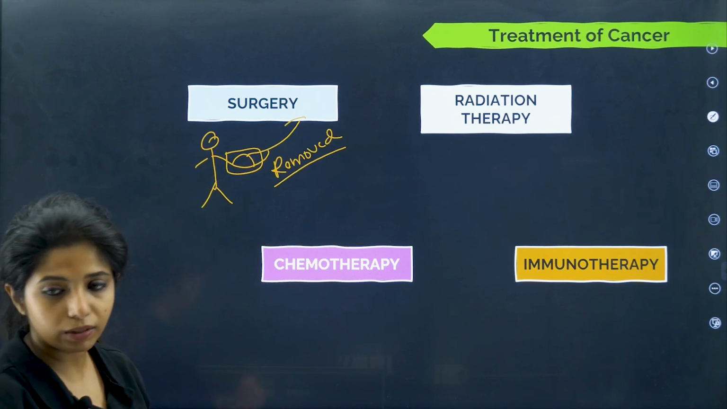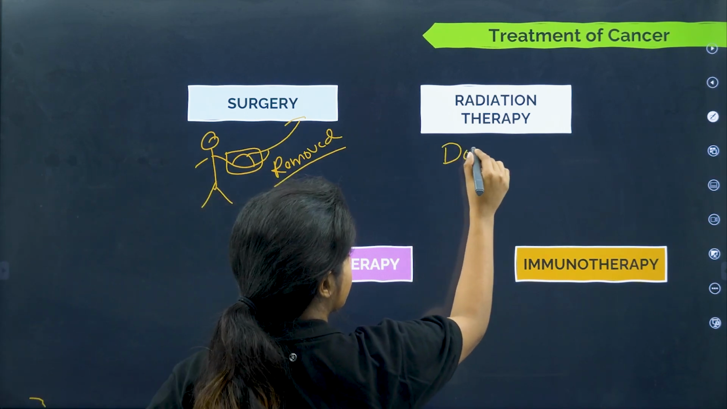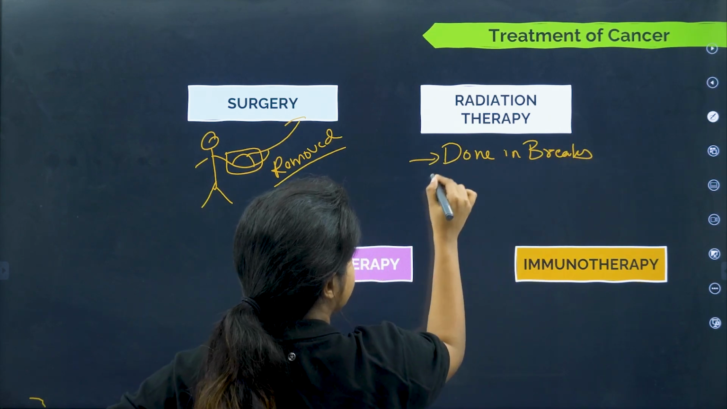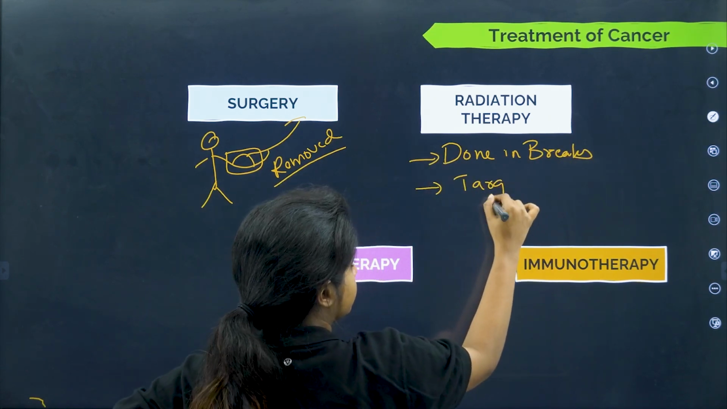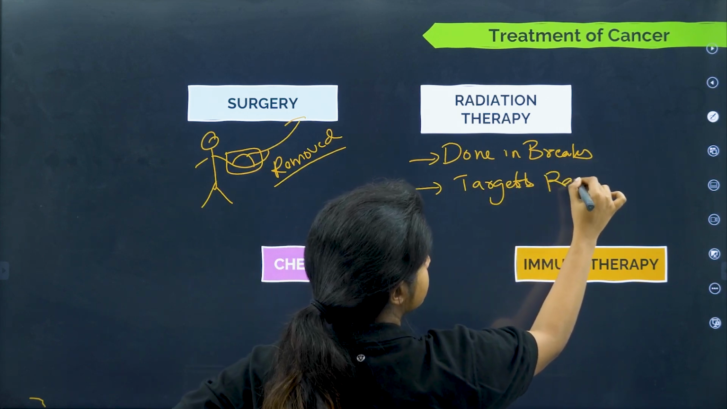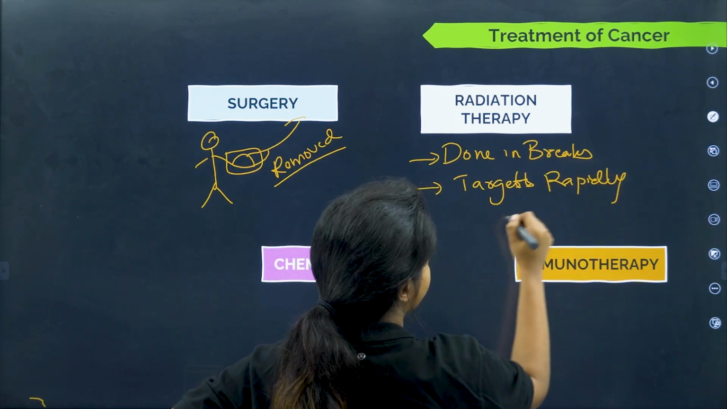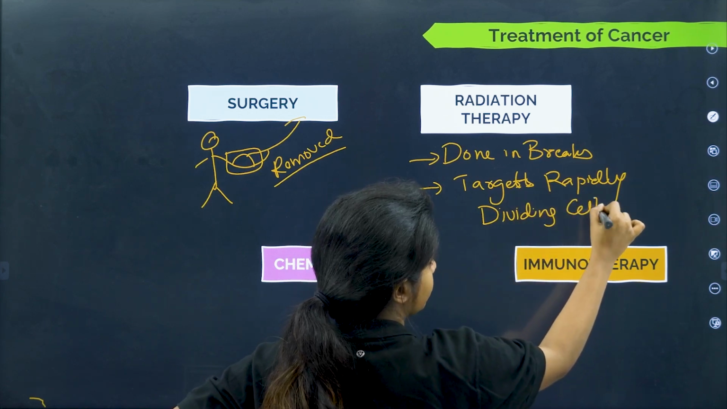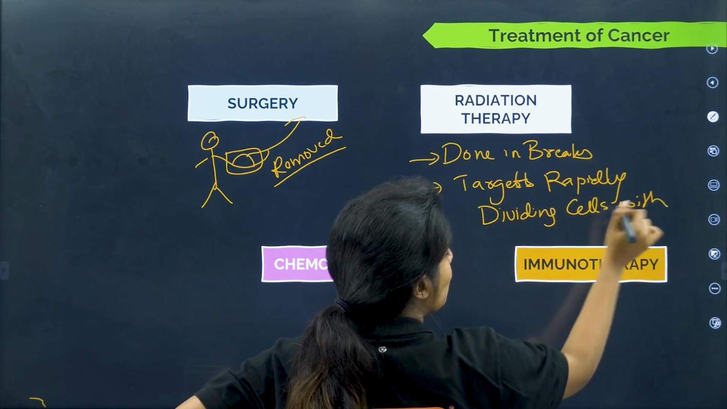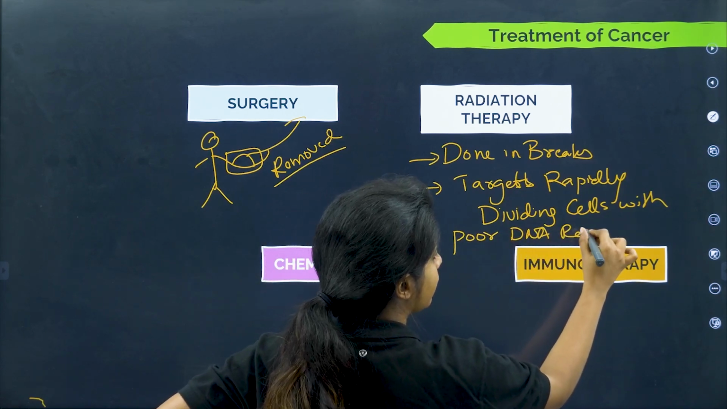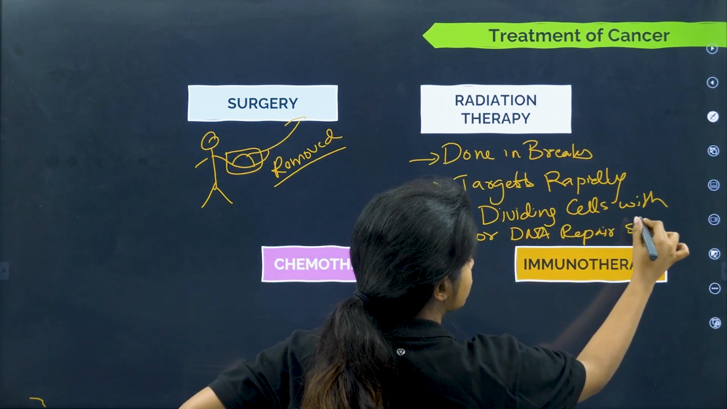Radiation therapy, I told you, is done in breaks, and targets rapidly dividing cells with poor DNA repair strategies.